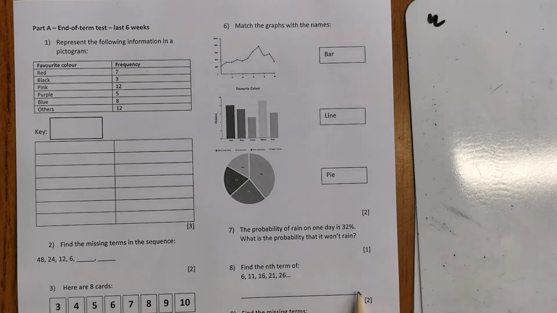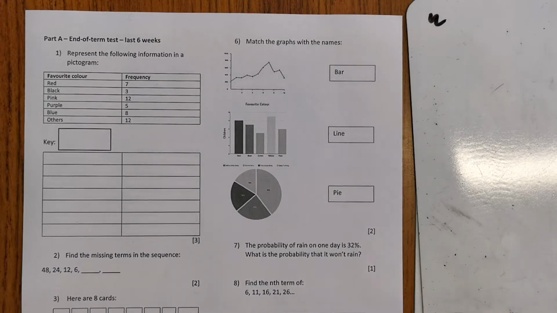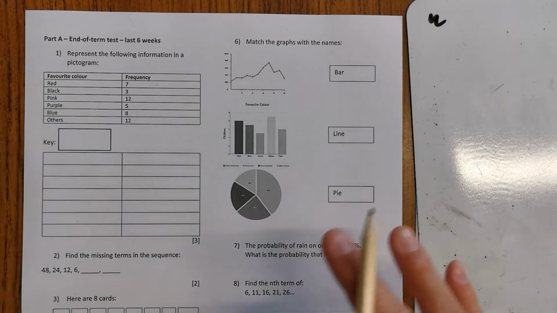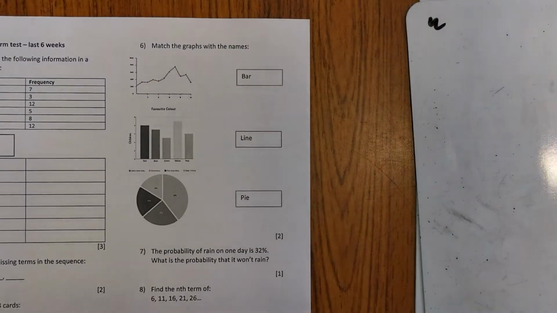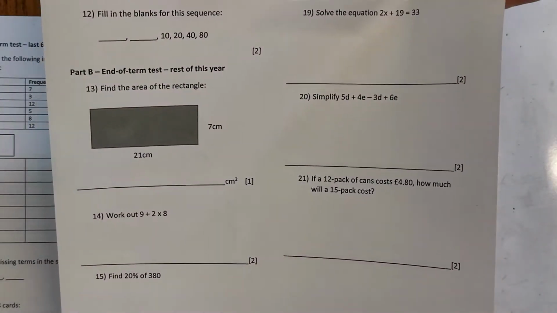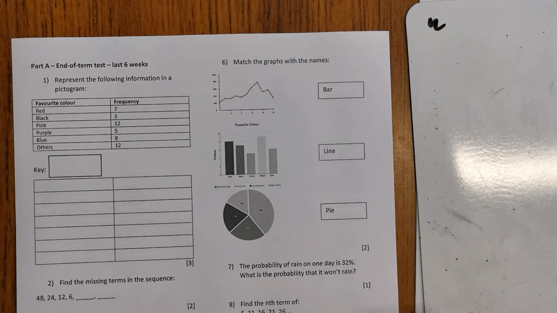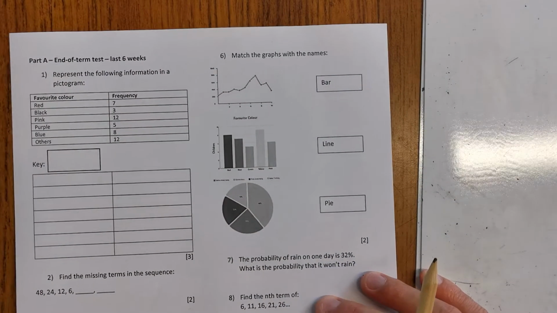Okay, so hopefully you've done this test that I've set for you guys. The first part of it is all to do with the stuff that you might have done this half term, and the second half of it, which starts here, is about the stuff that you might have done for the rest of the year. Okay, so I'm just going to go through the answers. Mark it yourself, see how you did.